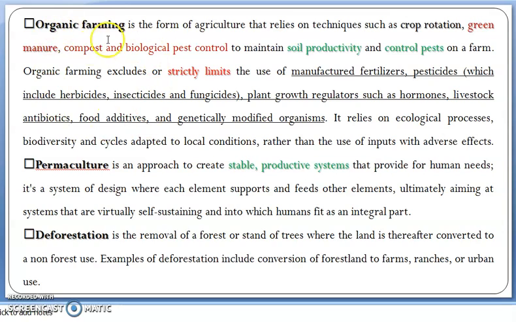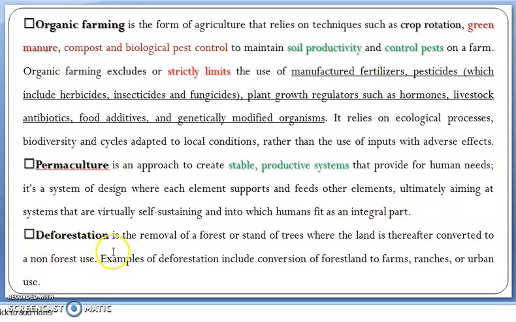This is organic farming. Now permaculture. Permaculture is an approach to create stable, productive systems that provide for human needs. It is a system of design where each element supports and feeds other elements, ultimately aiming at systems that are virtually self-sustaining and into which humans fit as an integral part.